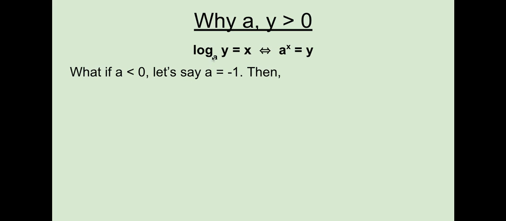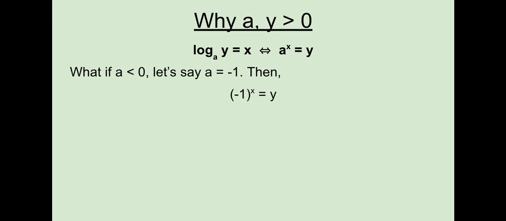Well, if a is negative 1, this would be log base negative 1 of y equals x. Conversely, this is true only if this is true. So let's make a negative 1. Well, I'll get negative 1 to the x equals y. And now, do we have any problems?